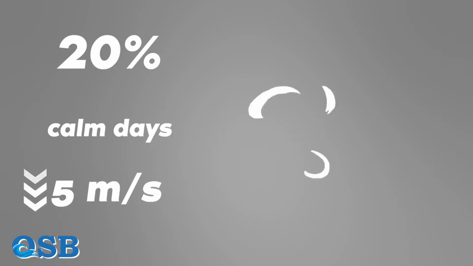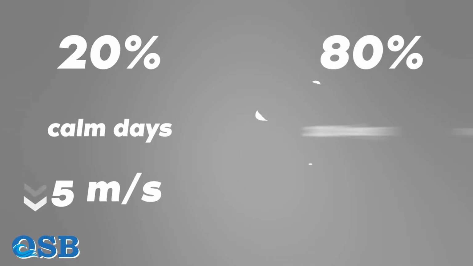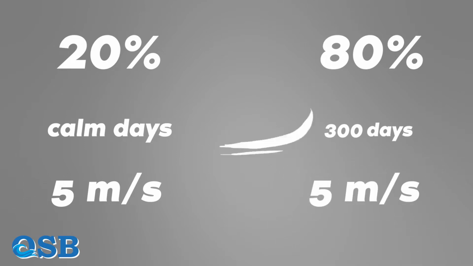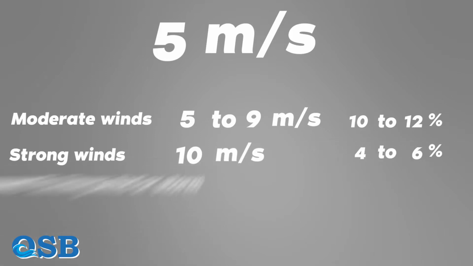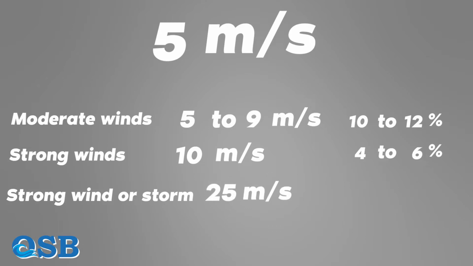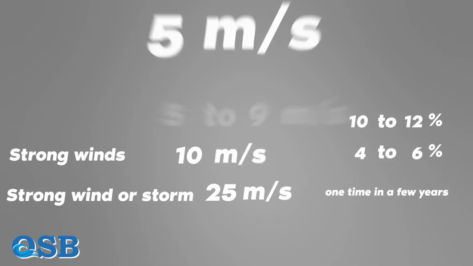Interestingly, each year, we have 20% of days as calm days with wind lower than 5 meters per second. But 80% of days, roughly 300 days, we have wind with more than 5 meters per second. We can divide the wind of more than 5 meters per second into three categories. Moderate wind with a speed of 5 to 9 meters per second occurs 10 to 12% of each year. Strong wind with a speed of 10 meters per second occurs in only 4 to 6%. Very strong wind or storm with a speed of more than 25 meters per second is a very low rate, for example, one time in a few years.